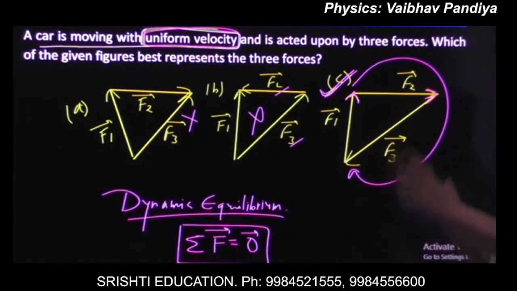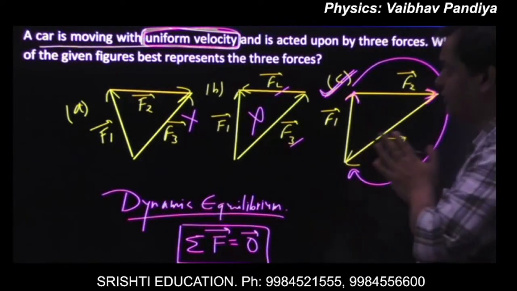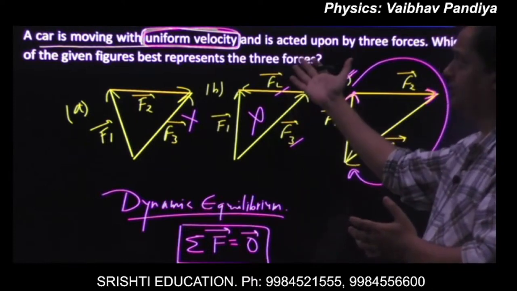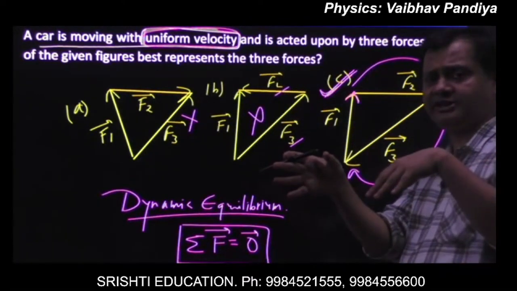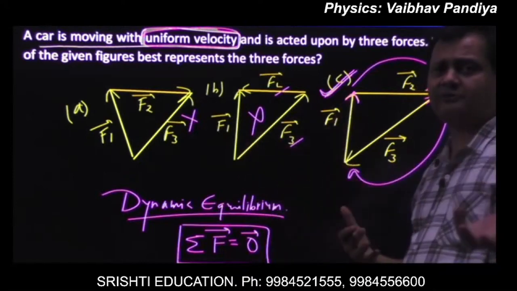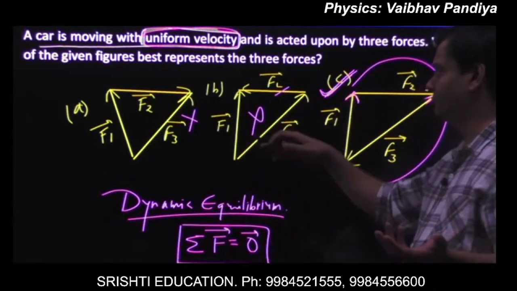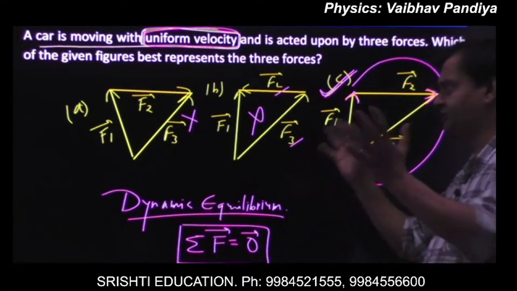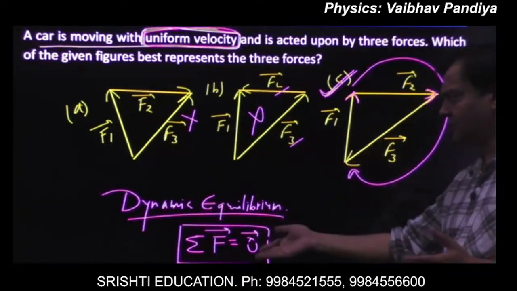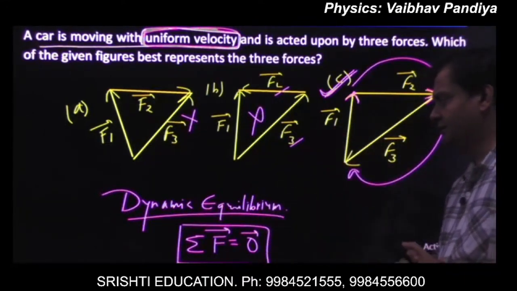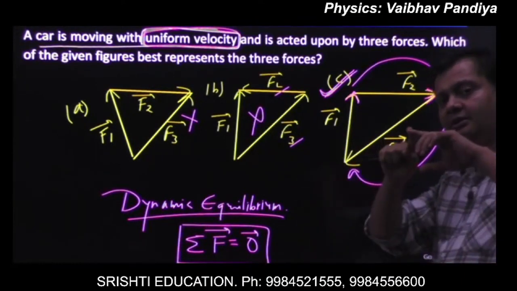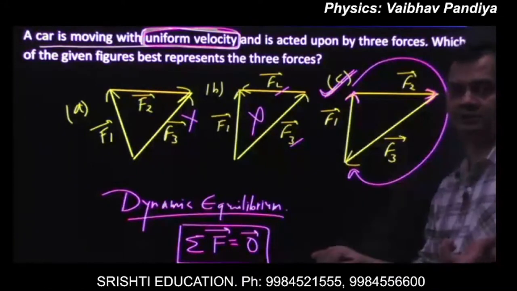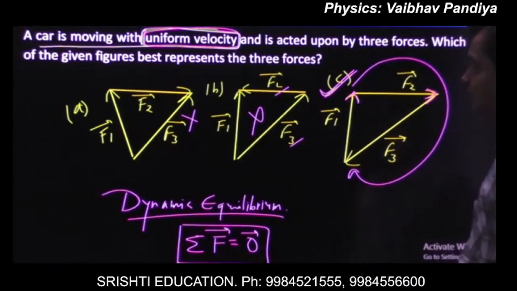Got it? So in competitive MCQs, we have questions like this. A particle is in static equilibrium or moving with constant velocity, acted by three forces or four forces or five forces. So which of the figures will give the representation of the forces? So this fundamental will be applicable. If it is in equilibrium, the net force will be 0. So the forces will be forming a polygon in the same order.